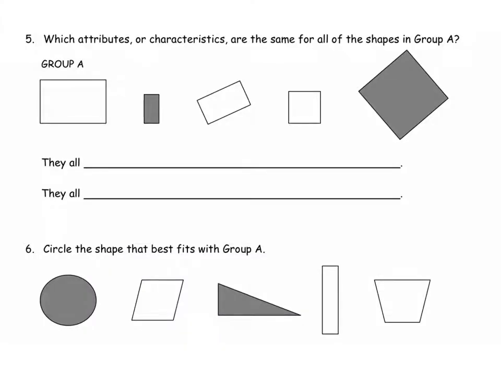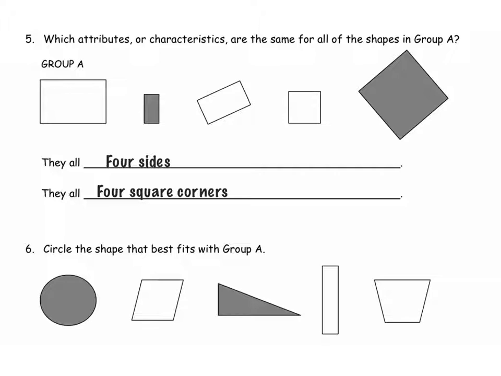Here's an example for you to try. Question number 5 says, which attributes or characteristics are the same for all of the shapes in group A? Here is group A. What can you tell me about each one of these shapes? Pause the video and try it on your own. Did you find that they all have 4 sides and they all have 4 square corners?